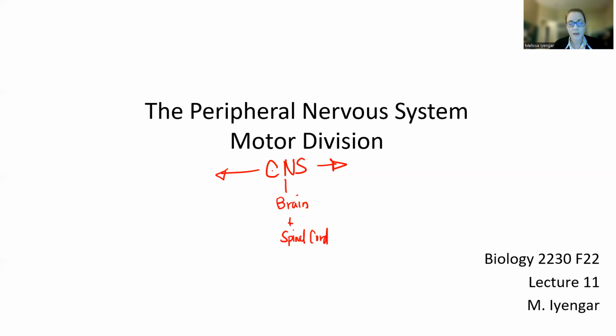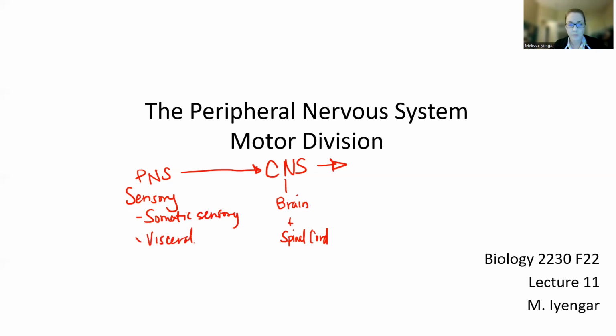So the central nervous system, and then we have our peripheral nervous system, right? And actually, I should redraw this arrow. So the peripheral nervous system, we have a sensory division. In the sensory division, we have somatic sensory and visceral sensory. Remember, that information goes into the central nervous system. Then the central nervous system processes everything, and the peripheral nervous system has another division. This is the motor division.